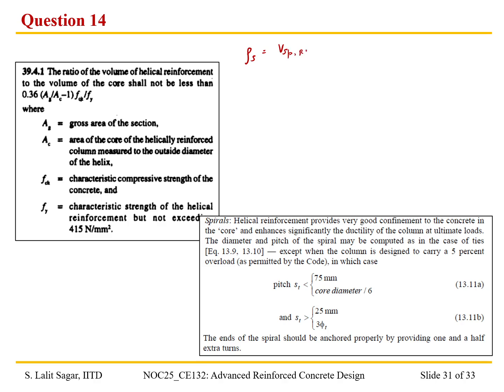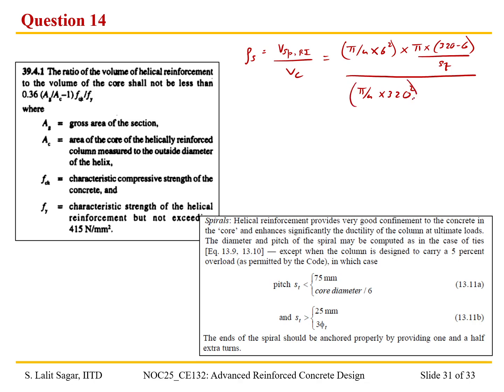Spiral reinforcement divided by the volume of the core, that is pi by 4 of 6 square, pi into 320 minus 6, divided by ST, divided by pi by 4 into 320 square. Okay, it is as simple as that.